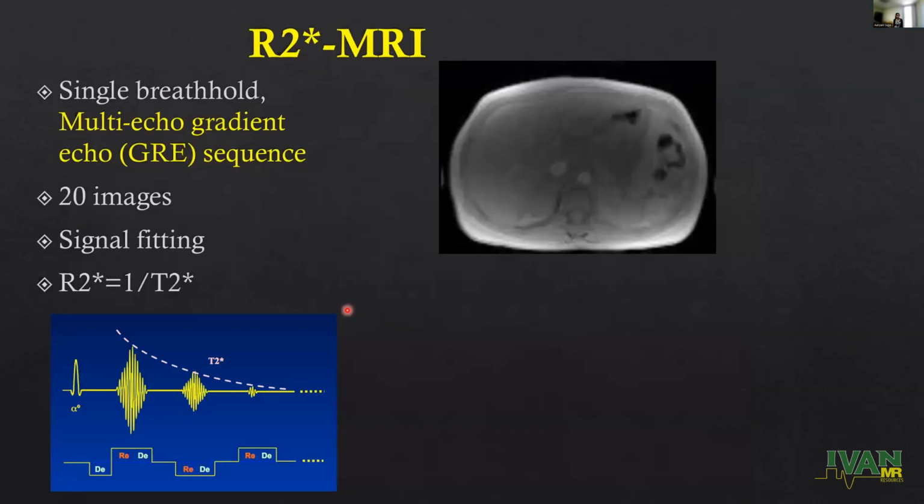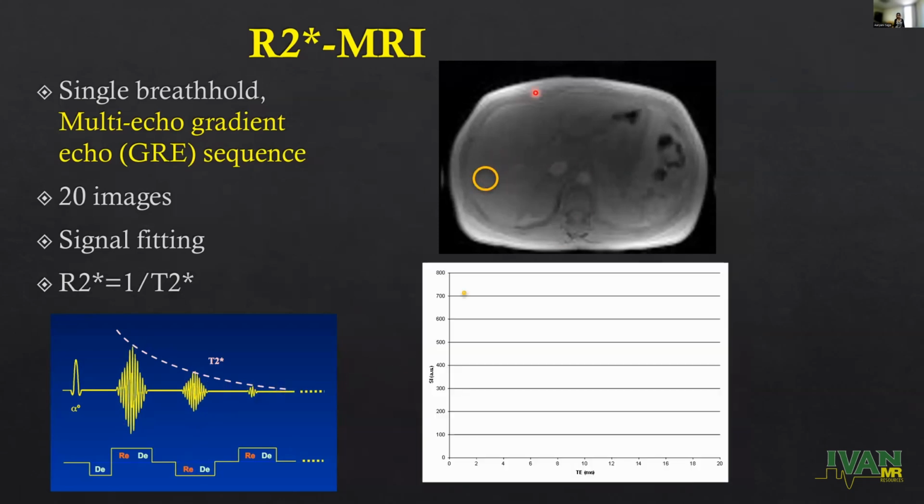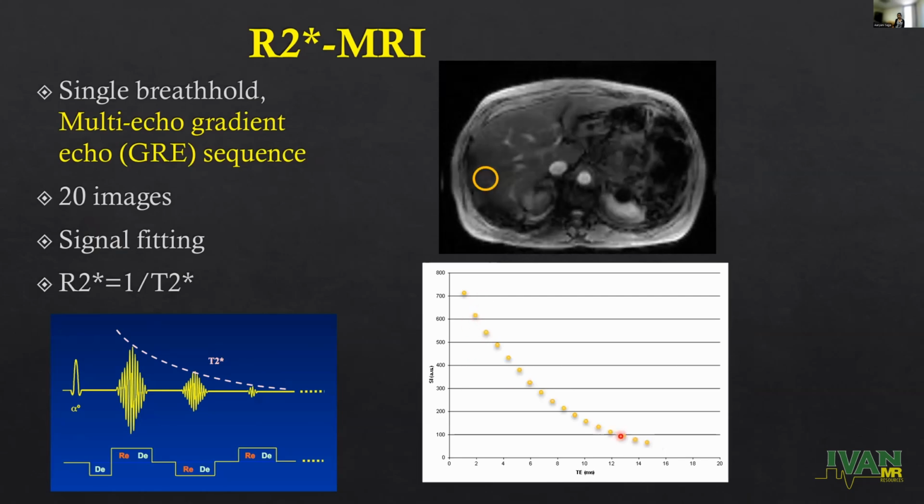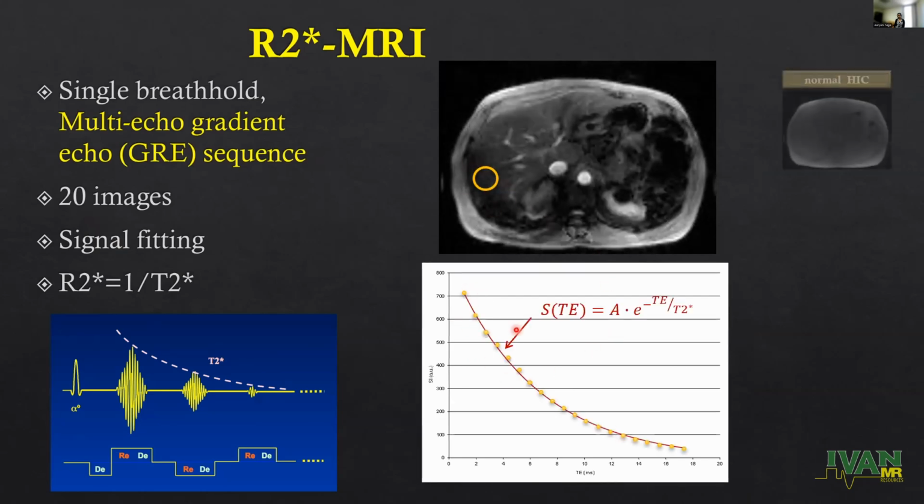The sequence we use for estimating the R2 star is a multi-echo gradient echo sequence. So we are having multiple echoes. We use a dephasing and rephasing gradient to produce these echoes, and we are capturing the signal at these time points. This is an example showing the 20 images obtained. And what we are doing is capturing the signal, and if you see here, this is the signal over time, and as you see, it is a mono-exponential decay.